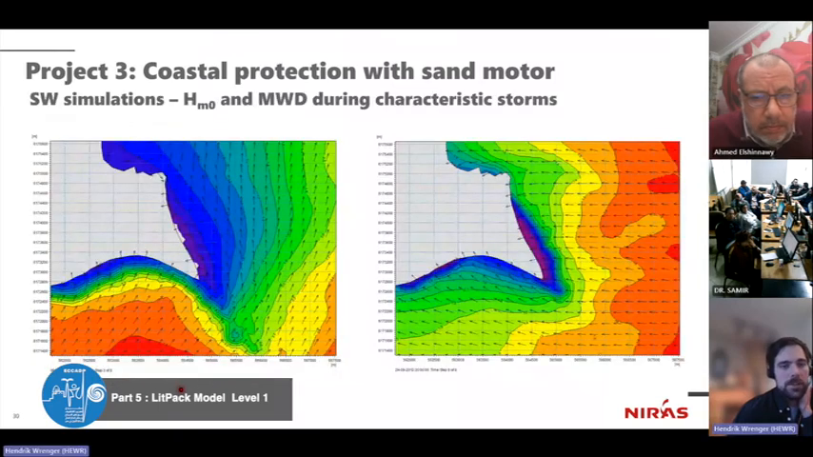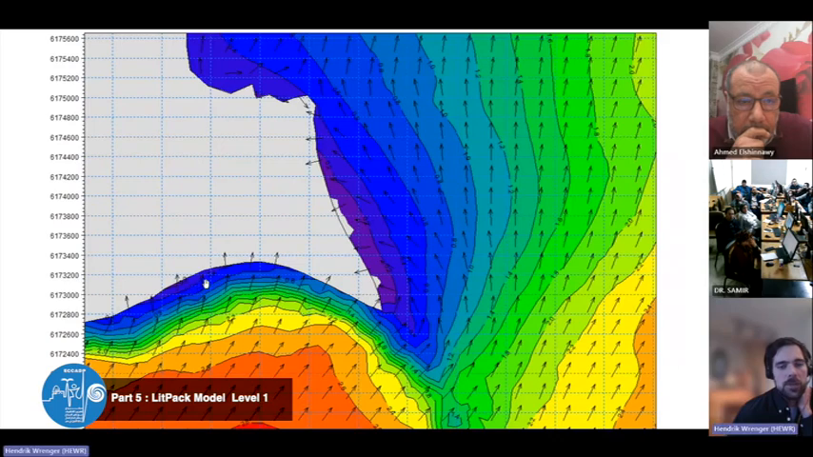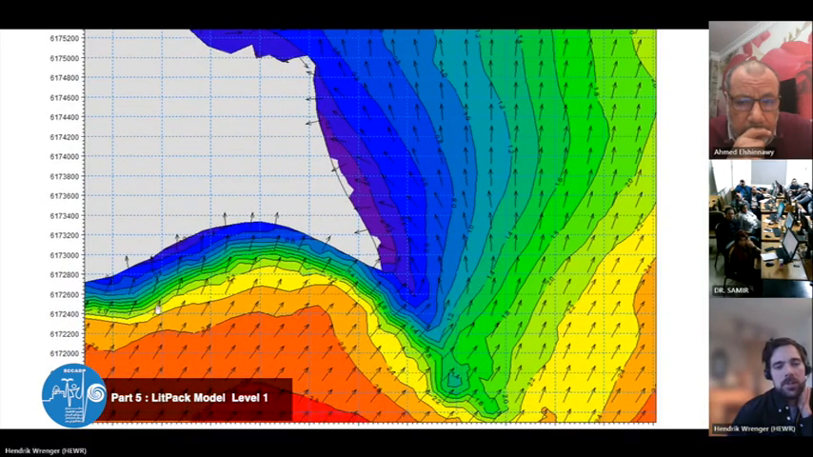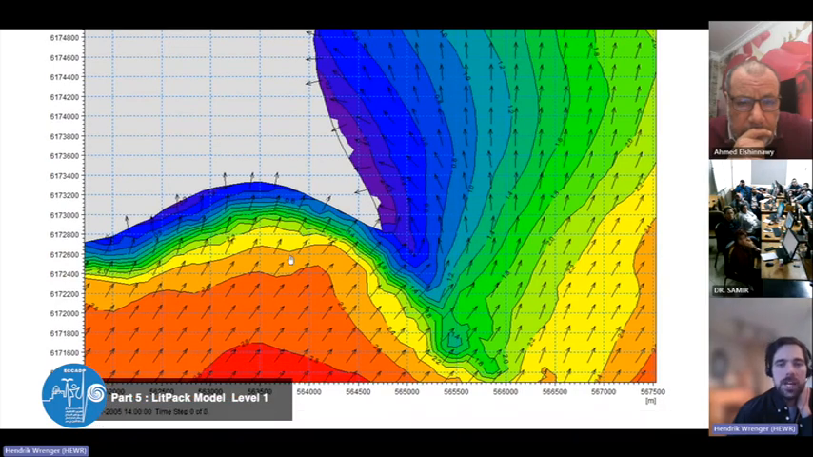Looking now at 2 storm events, and I can zoom in again in the spectral wave model. So we're looking at the significant wave height and the wave direction. This is now a storm from the southwest, and we can clearly see the wave diffraction around the headland, and then later on the refraction where the waves are aligning with the coastline. So in the spectral wave model, all these processes are included, but the accuracy in the very shallow water is limited.